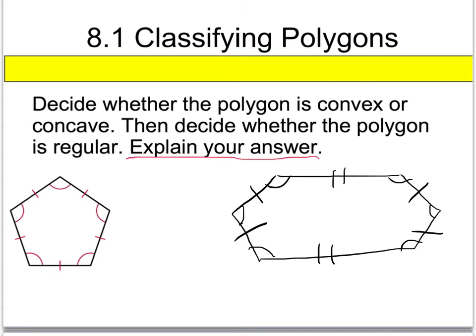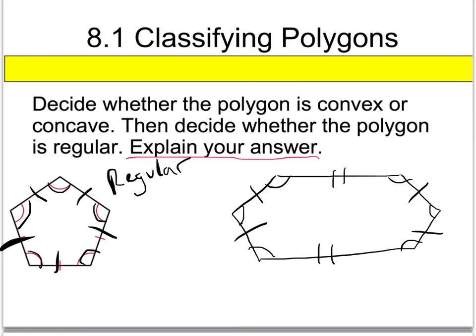Alright, now looking at these, we are going to be deciding whether these are concave or convex, then deciding whether it's regular or not, and then explaining our answer. So if we look at this very first polygon, okay, concave or convex. Well, even before I look to see if it's concave or convex, I will notice that I have all congruent angles. I also have all congruent sides. Okay? When I have all congruent angles and all congruent sides, I have a regular polygon. So this is going to be regular.